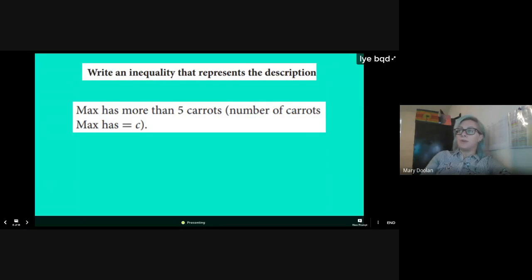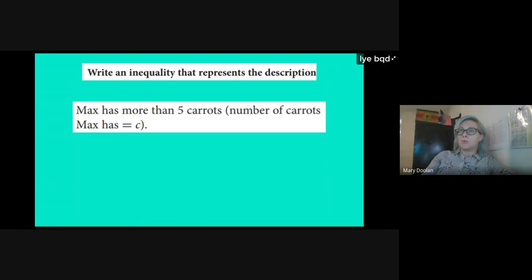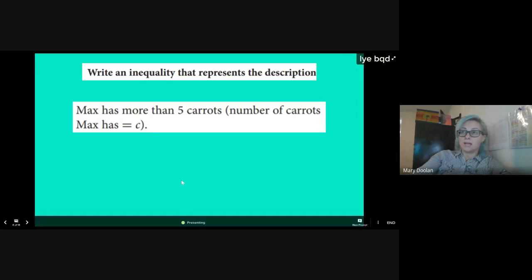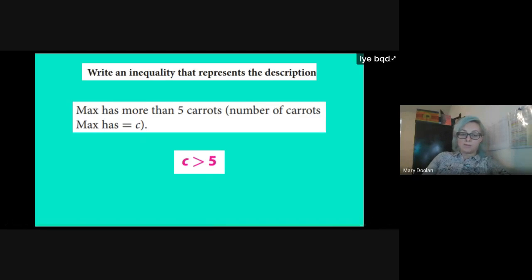So here we have an example. We're going to write an inequality that represents the description. Max has more than 5 carrots. And the number of carrots Max has is going to be represented by the variable C. So, more than, that's the symbol I'm going to use, the more than sign. The number that I have is 5, and I'm comparing carrots. So, the number of carrots is more than 5.